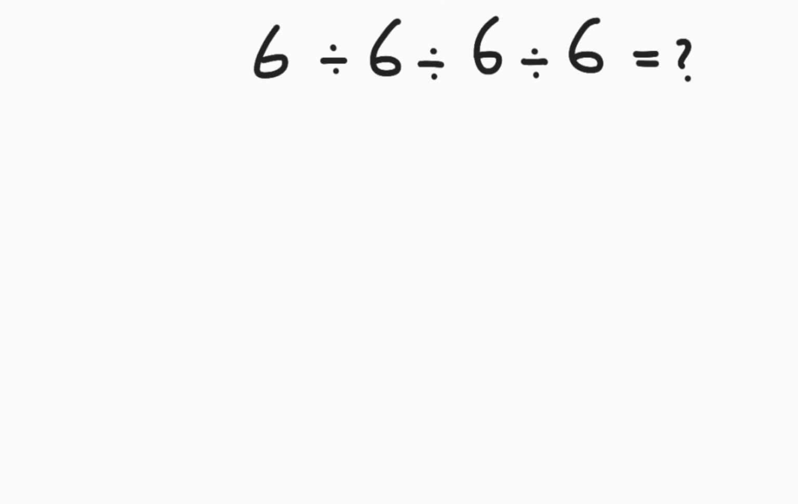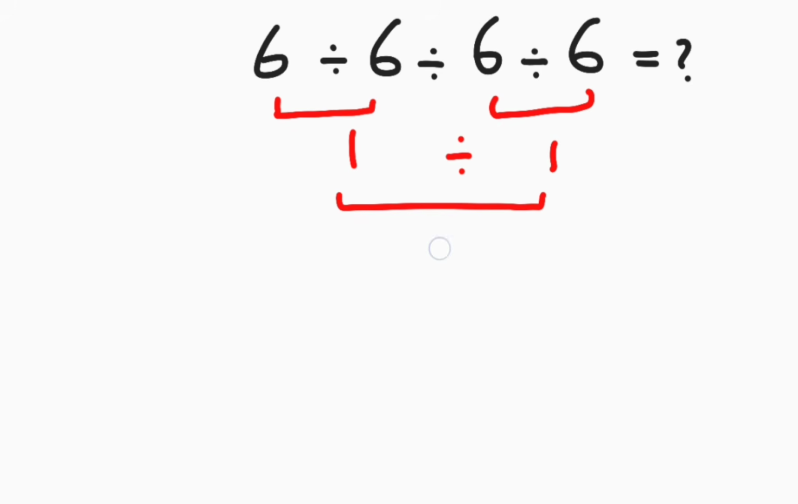Most people, when solving this math expression, first go for this division between 6 and 6, and write 1 instead of this expression. Then they go for this division between 6 and 6, and write 1 instead of this expression. Finally, they go for this division between 1 and 1, and write 1 instead of this expression, but this answer is not correct.